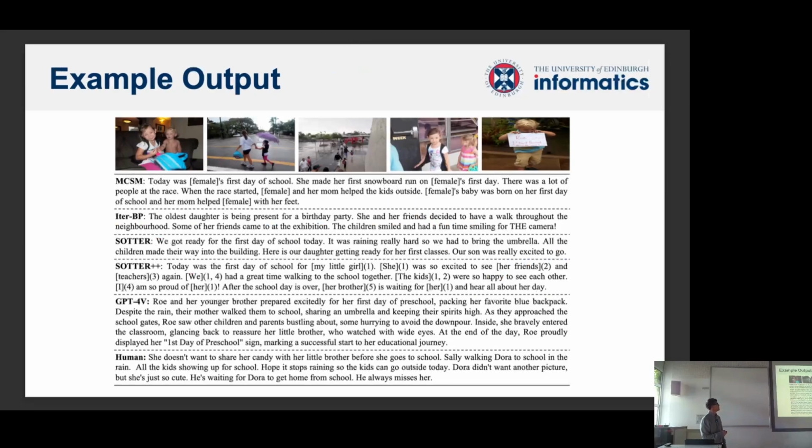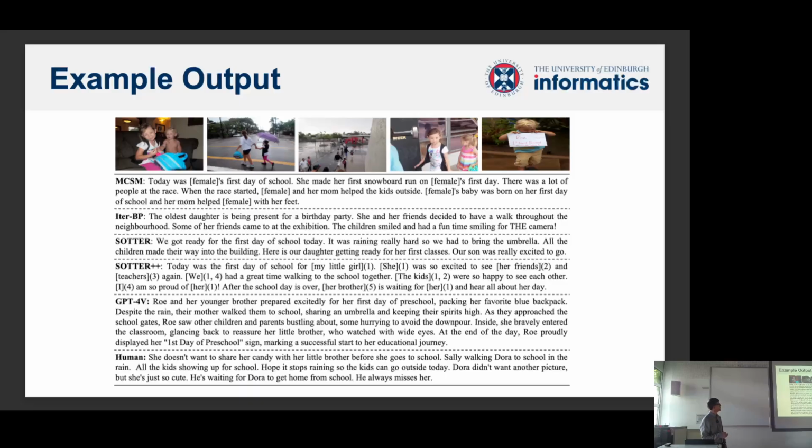These are the two systems from the literature. MCSM says things like, "Today was female's first day of the school." So the system doesn't really generate characters. It just has these labels. And of course, there's no coreference, so we don't know if it's the same female being referred to all the time. This is iterative blueprint. "The oldest daughter is being present for a birthday party. Children decided to walk through the neighborhood." They're actually going to school, right? So the model got this wrong.